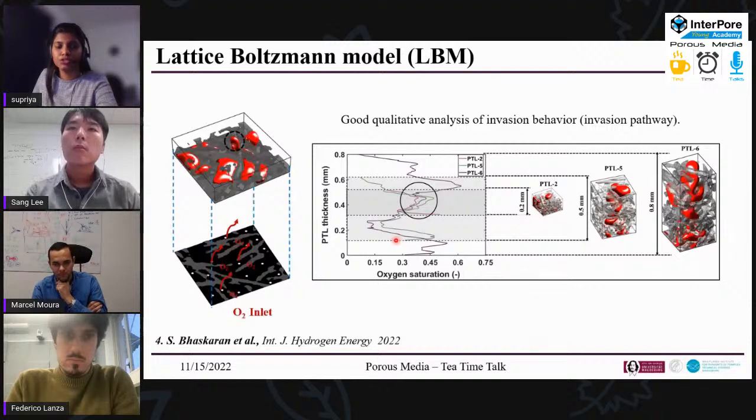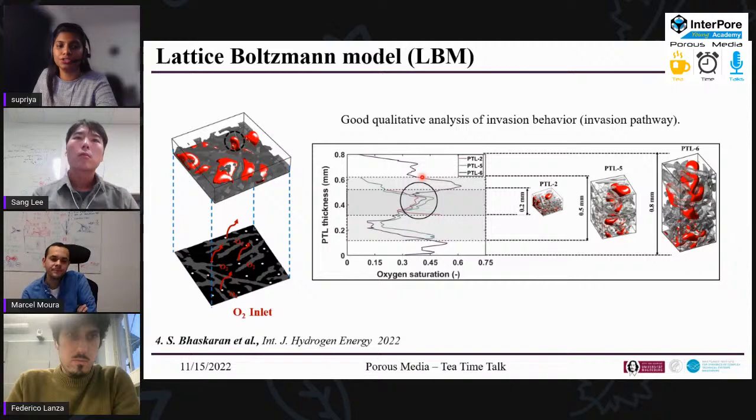So here you could see the distribution across the PTL, that's the oxygen distribution. It has a similar pattern when we have the same part of the PTL. So with this, we could know how the oxygen is flowing across the PTL structure.